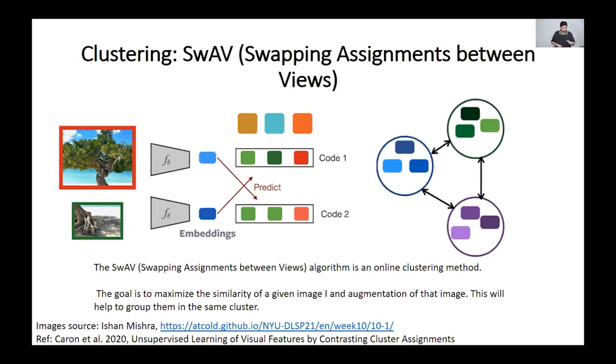Using only a single image and its augmented versions, we can pre-train a model and use it for different applications. At the end of clustering, the features will be grouped together as shown on the right side. All the blue images are in one block, all the green and all the purple.